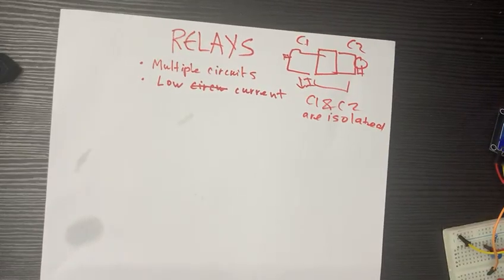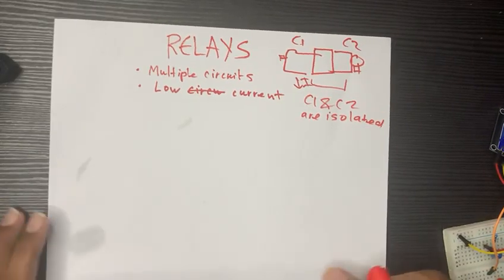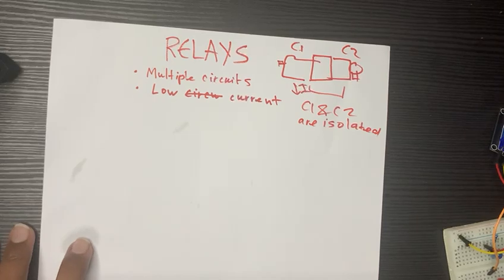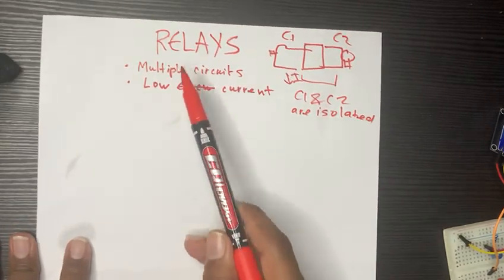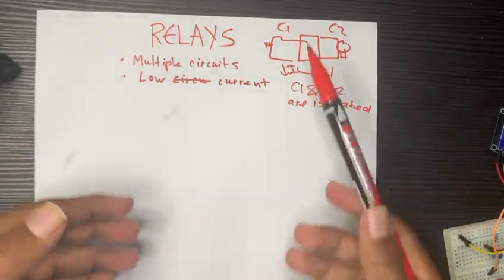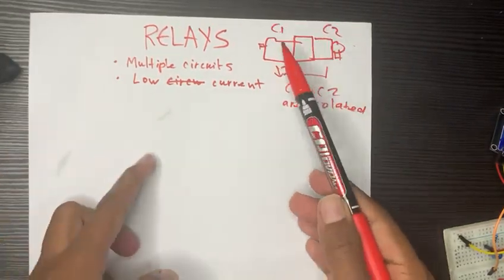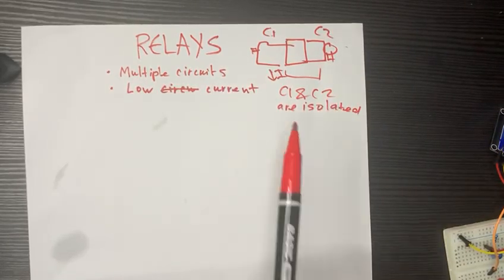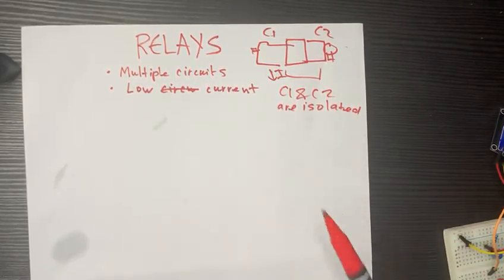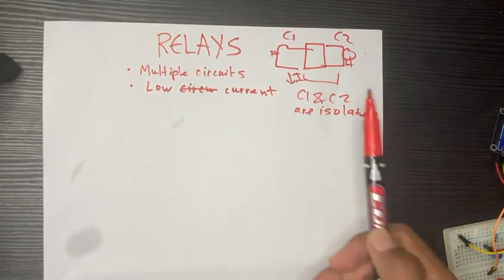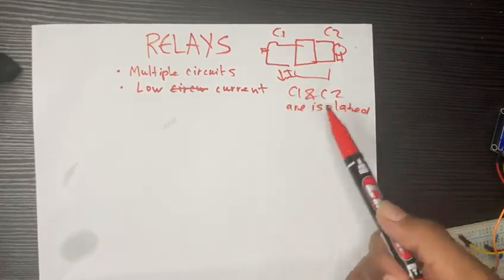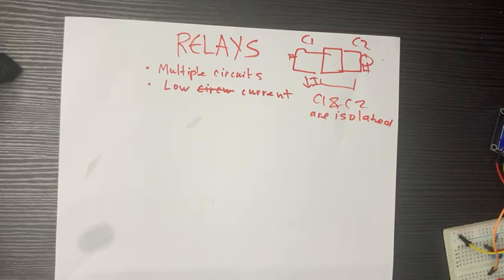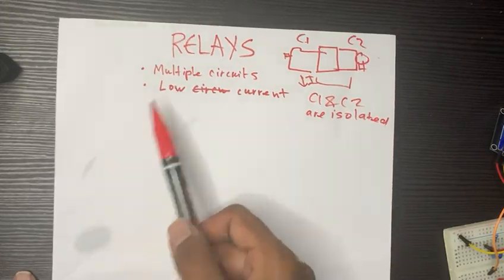So today we're going to talk about relays. It's a very important part in electronics. The use cases for relays are that they can control multiple circuits. So if you have C1 and C2, you can control both of them. And the advantage is that C1 and C2 are completely electrically isolated. So it's very good. And you just need a low current for C1 to control C2, for example. So that's the second point.